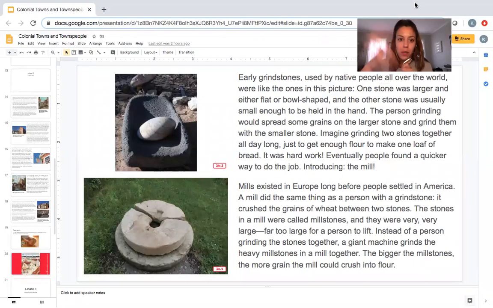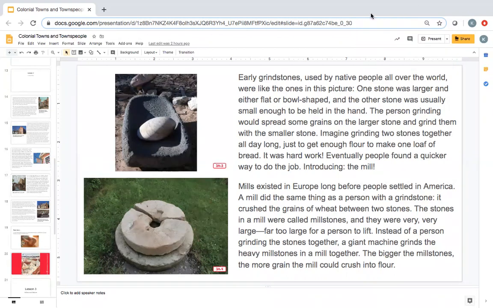Yeah, that's fine. So this just looks like a giant rock with a little rock on top of it. That's a grindstone. The top one is one from a really, really long time ago. And then the one below is one that's similar to what the colonial townspeople would have used as their grindstones. So early grindstones used by native people all over the world were like the ones in this picture.